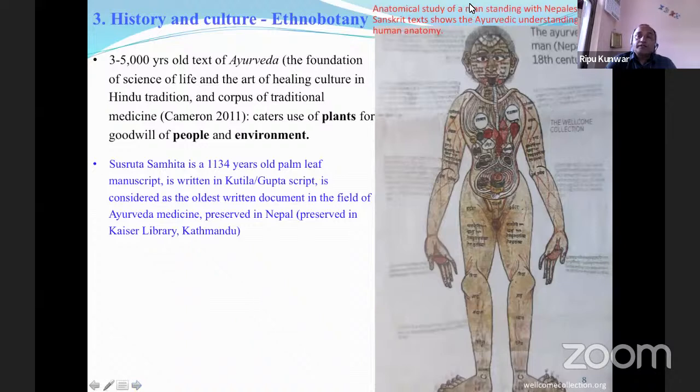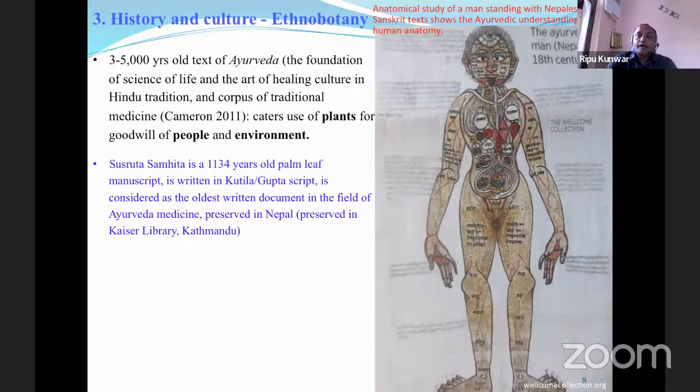Samhita, written in the 6th century BCE, in an old palm leaf manuscript written in the Kutila and Gupta script. It's considered the oldest written document in the field of Ayurvedic medicine, which is preserved in Nepal in the Kesar Library. On the right side, here is a sketch of human anatomy based on 18th century Ayurvedic understanding, mounted at the Wellcome Collection, UK. And the texts are written in Sanskrit and then the Nepali language.